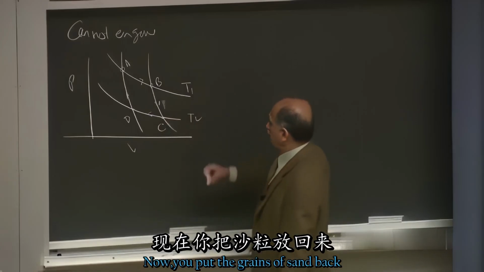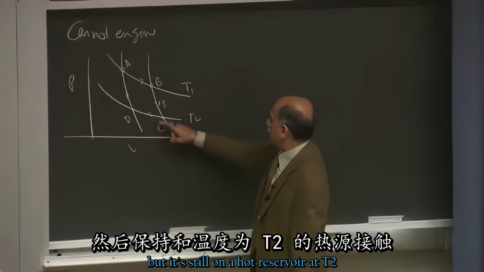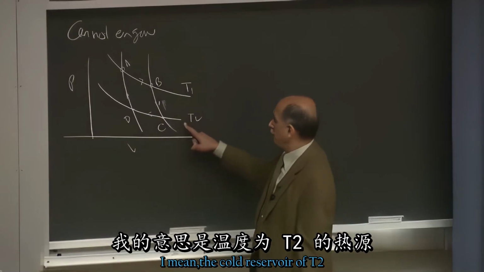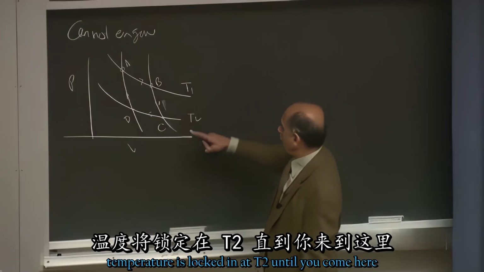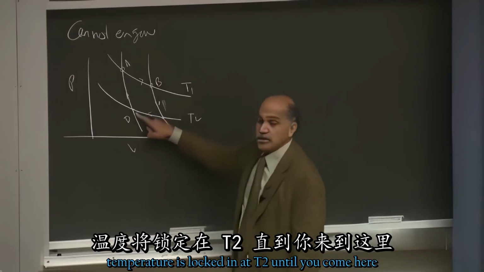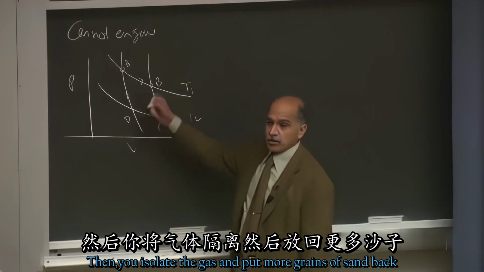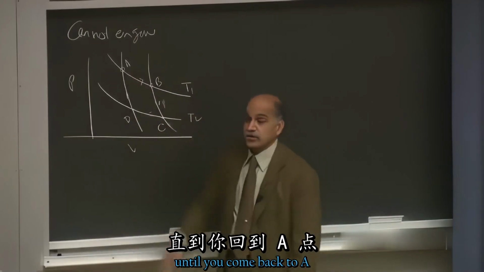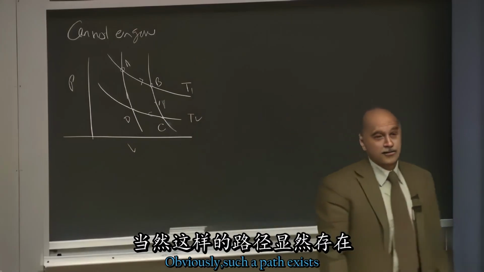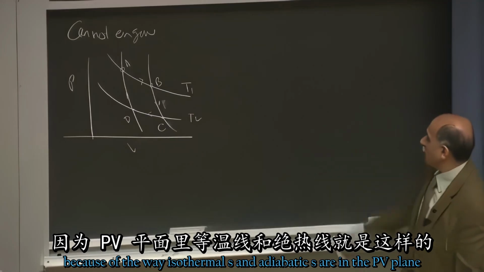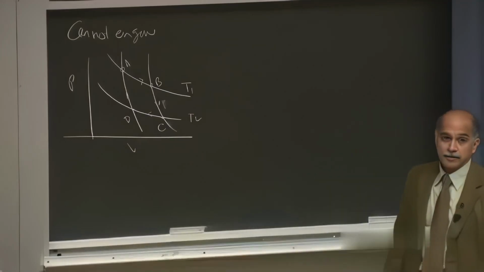Now you put the grains of sand back, but it's still on a cold reservoir at T2. Put the grains of sand back. Temperature is locked in at T2 till you come here. Then you isolate the gas and put more grains of sand back till you come back to A. Obviously, such a path exists because of the way isothermals and adiabatics are in the PV plane.